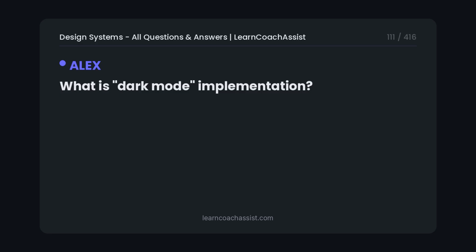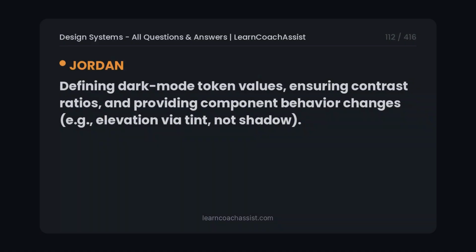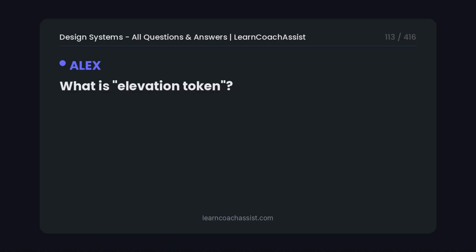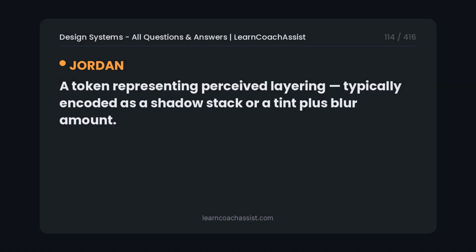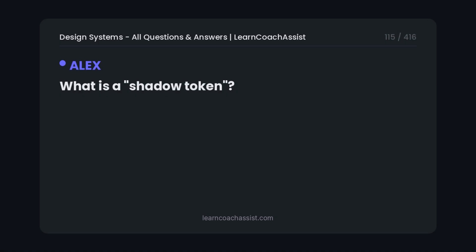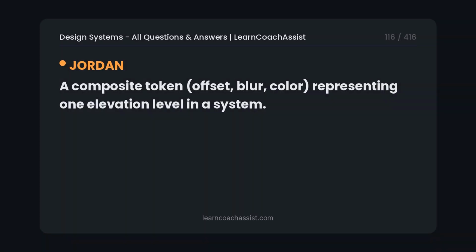What is dark mode implementation? Defining dark mode token values, ensuring contrast ratios, and providing component behavior changes, e.g., elevation via tint, not shadow. What is elevation token? A token representing perceived layering, typically encoded as a shadow stack or a tint plus blur amount. What is a shadow token? A composite token, offset, blur, color, representing one elevation level in a system.